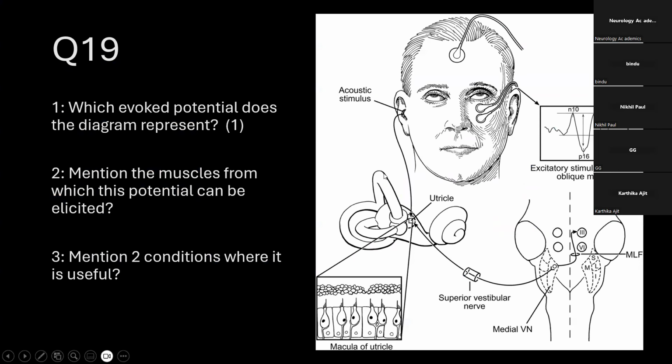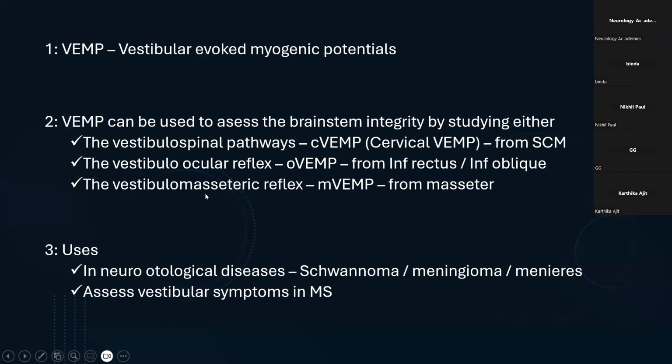Which evoked potential does the diagram represent? This is vestibular evoked myogenic potentials, and the muscles from which they are recorded are sternocleidomastoid, inferior oblique, and masseter muscles. And each of these muscles has different pathways. The vestibulospinal pathway, recorded from sternocleidomastoid, is called cervical VEMP, and the vestibulo-ocular reflex, O-VEMP, is recorded from inferior oblique. Vestibulo-masseteric reflex, M-VEMP, is recorded from masseter.